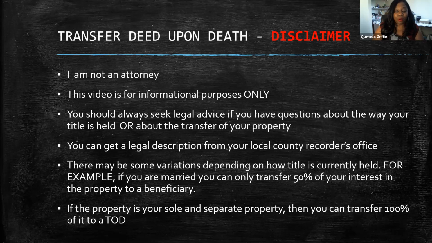For example, if you're married, you can only transfer 50% of your interest in the property to a beneficiary. So basically, if you are married or the property is held jointly and you have an interest in it, you can only add a beneficiary for your interest. You can't assign someone else's interest to your beneficiary. If the property is your sole and separate property, then you can transfer 100% of it to a TOD, even if you're married. So if you're married, but the property is held as your sole and separate, that means you own 100%. That means that you can transfer 100%.